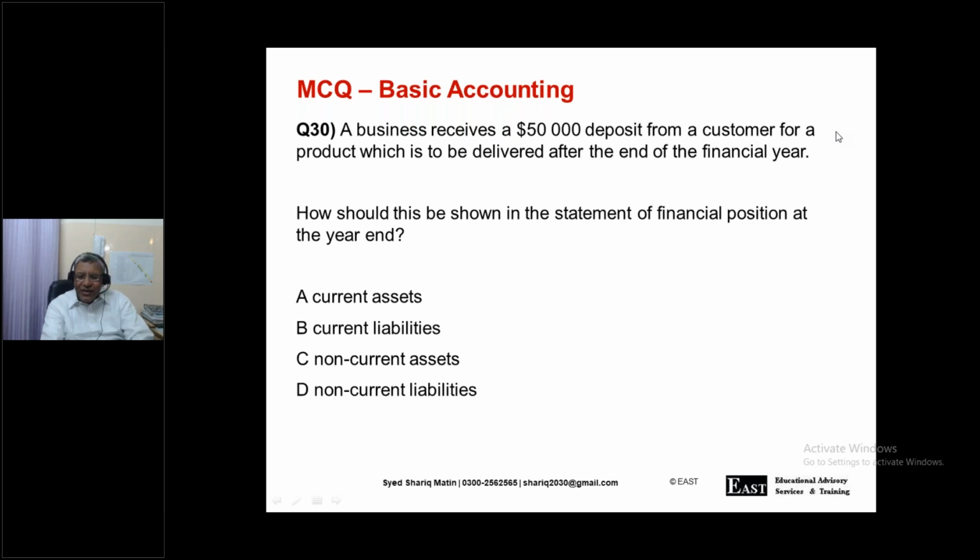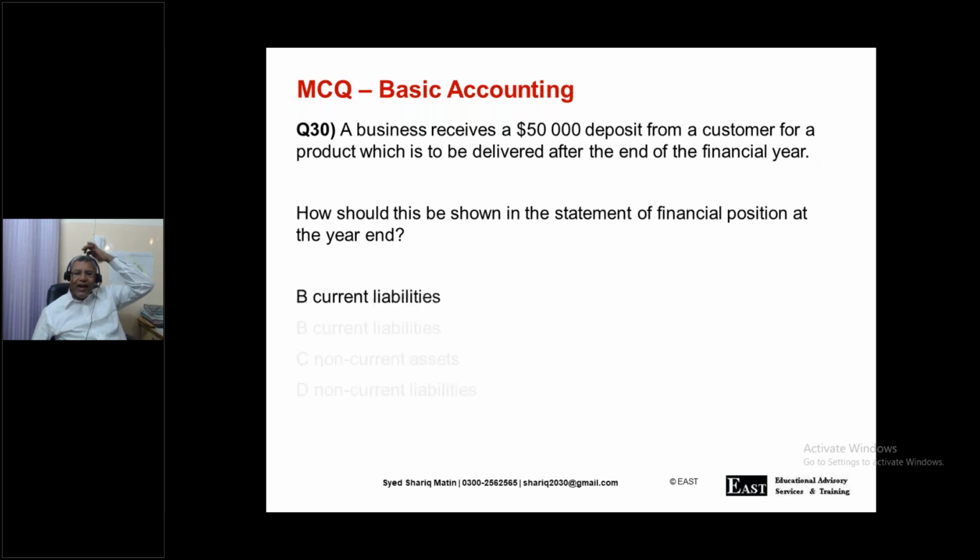Great. So it's going to be B. Thank you very much. You're welcome. Shapar said we have received in advance. We have not provided the goods and services, right? If we have received in advance and we have not provided any goods or services, then that becomes a liability. So this will be treated as a current liability, right?